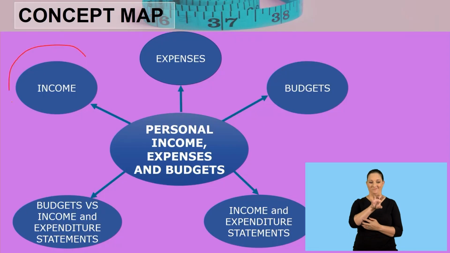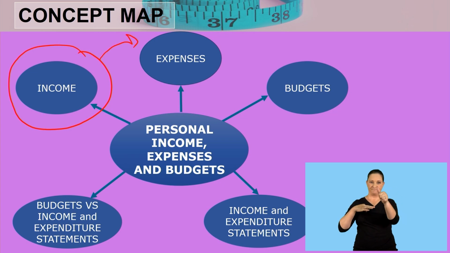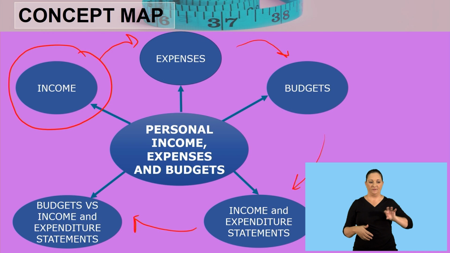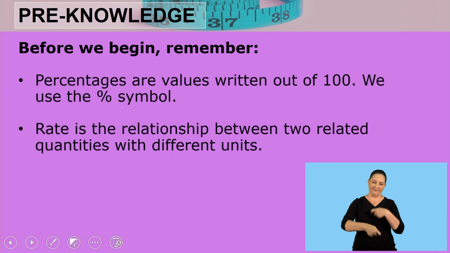Here's my concept map. The first concept that we'll deal with would be income, and then we'll go across from there to expenses, then budgets. Then we'll discuss income and expenditure statements, and we'll end off with budgets versus income and expenditure statements. Looking forward to it. Here we go.